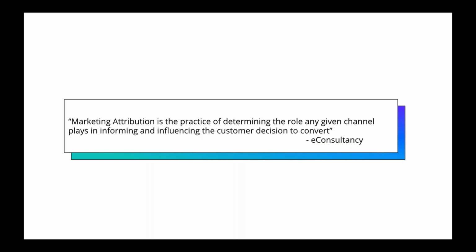Just a quick background on that. According to eConsultancy, marketing attribution is the practice of determining the role any given channel plays in informing and influencing your customer decision to convert. So this is essentially the practice of trying to decide which channel and which platform across your customer's path to conversion is actually driving the most tangible sales, or the one that is finally bringing your brand to the forefront of your customer's mind to convince them to convert, so that you can start to allocate your spend and your budget within the channels that are actually affecting the bottom line of your business.